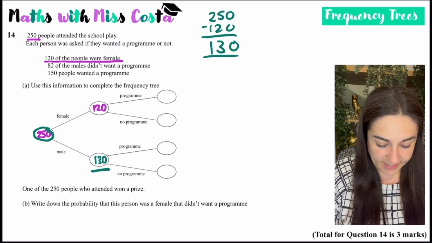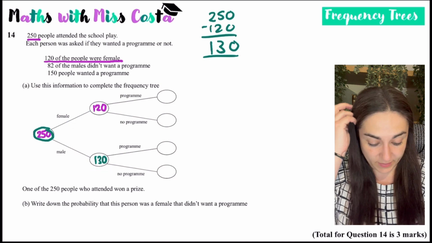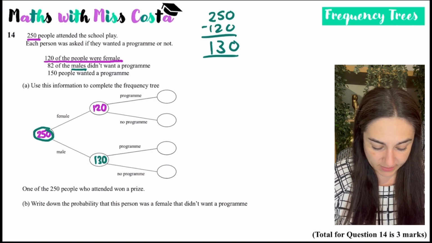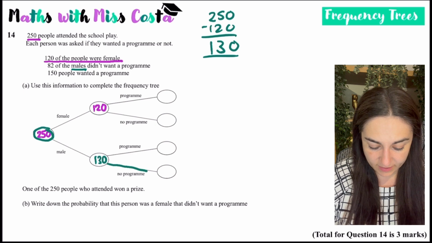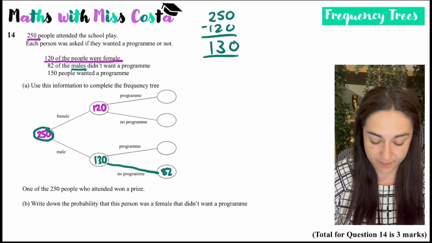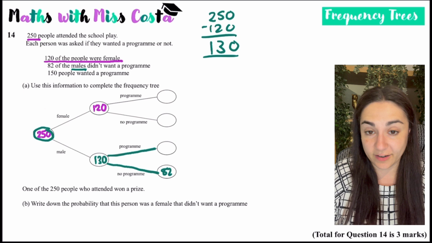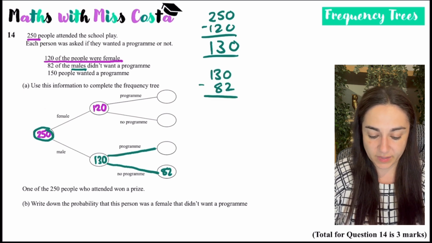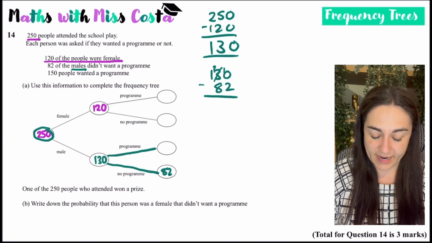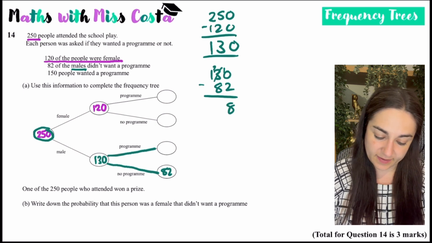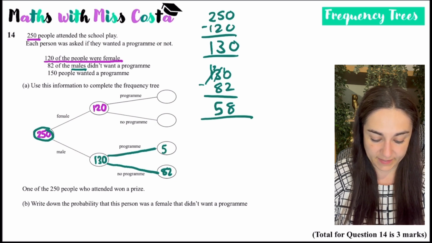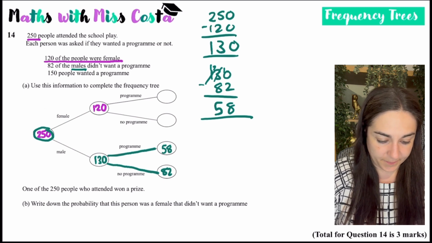So next we fill in what other bits of information we have. It says 82 of the males didn't want a program. So males are here, and I know that 82 of them had no program. I know that these two branches must add up to 130, so I can do 130 take away 82. 0 take 2 I can't do, so I carry. 10 take away 2 is 8. 2 take away 8 I can't do. 13 take away 8 is 5. So that would mean this is 58.